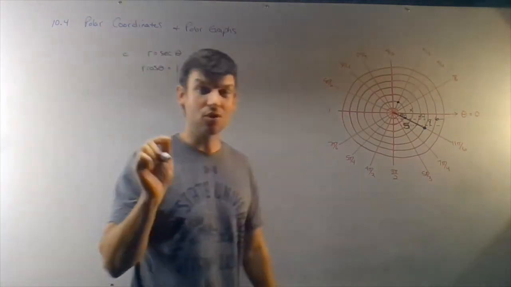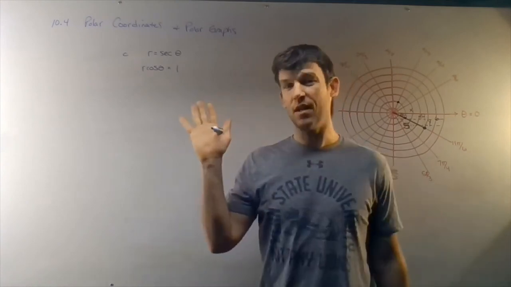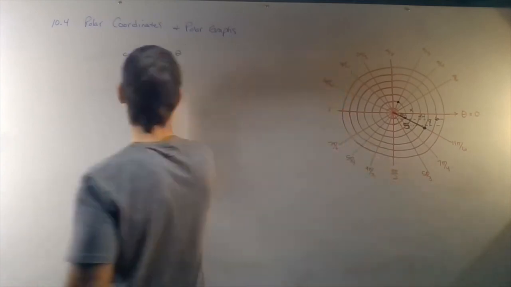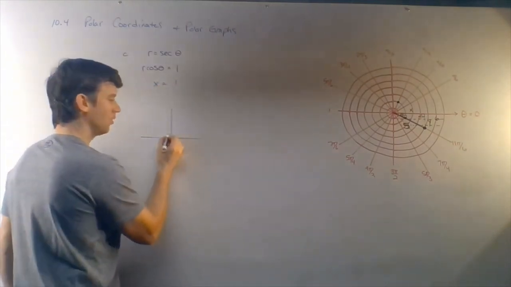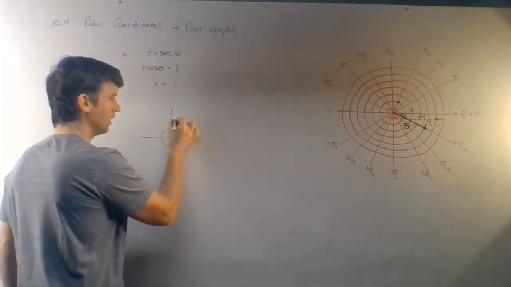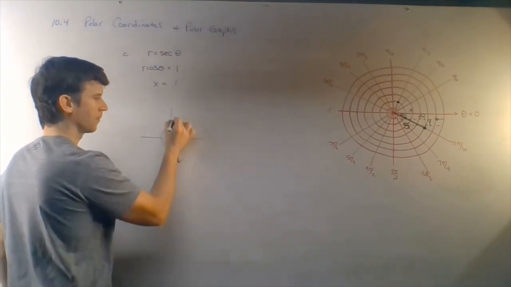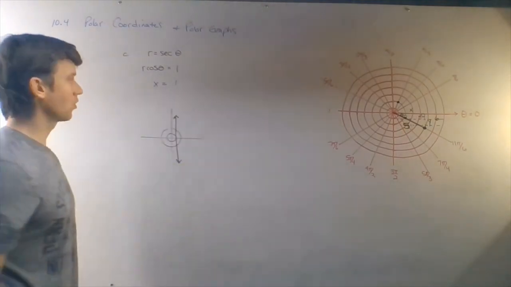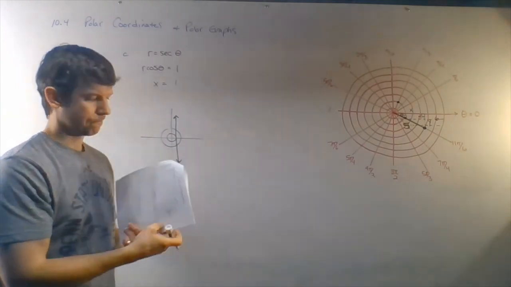Hey, you should look out for those formulas. They should jump off the page at you. R cosine theta is x. So this is just x equals 1. When I graph that on the polar equation, I go out 1 unit, and I know it's going to be a vertical line. Okay, out 1 unit, vertical line is where x equals 1. I got that. All right.